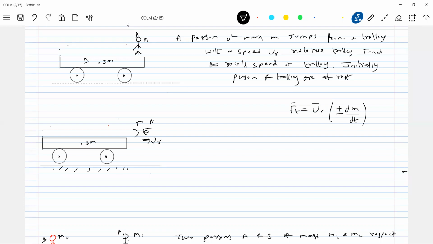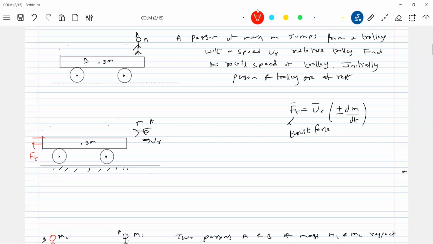So some sort of thrust force will act here. This is called thrust. Later we'll discuss the variable mass concept in detail. For the time being, just have only this much of an idea. So a thrust force will act on the trolley, and because of the thrust force the trolley will recoil back.